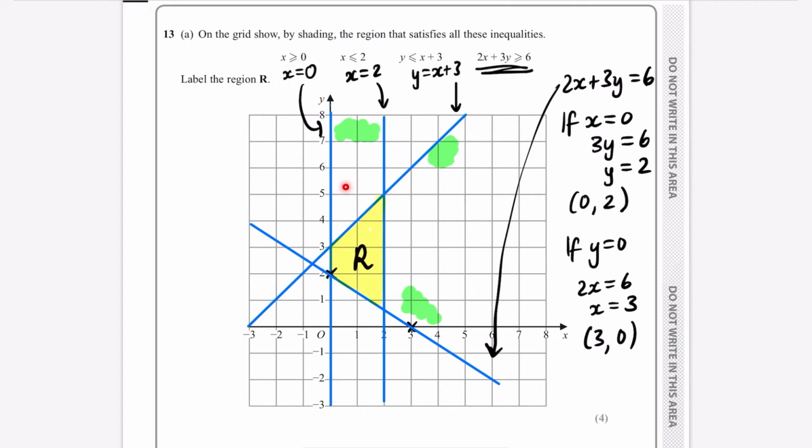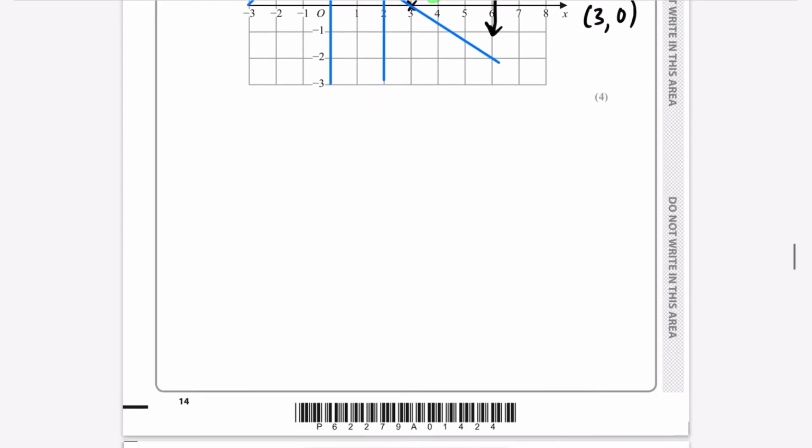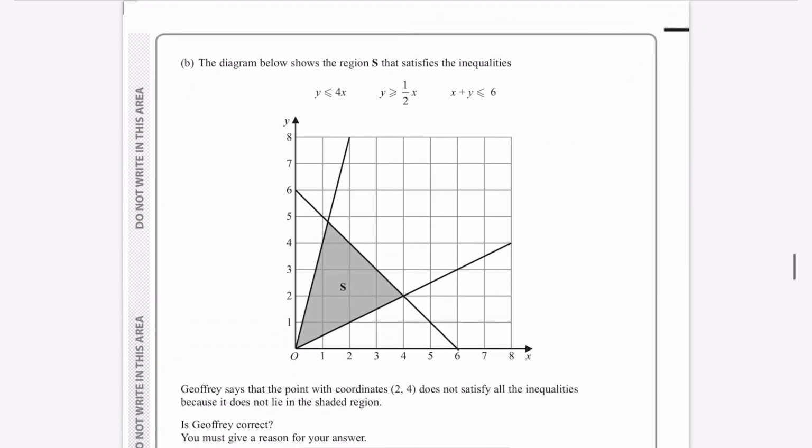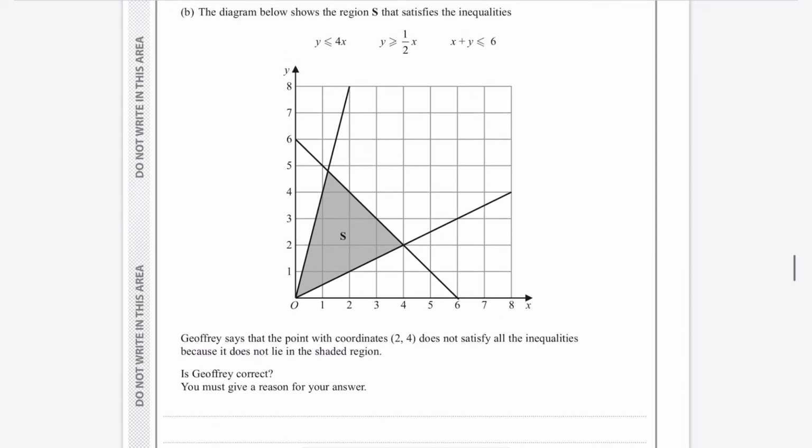It is in between these two lines, it's below this line, and it's above this line. This is the only one that works for absolutely all of them. 4 marks because there's a lot of work on this. Okay, part B, the diagram below shows the region that satisfies these inequalities. Jeffrey says that the point with coordinates 2, 4 does not satisfy all the inequalities because it does not lie in the shaded region. Is Jeffrey correct?